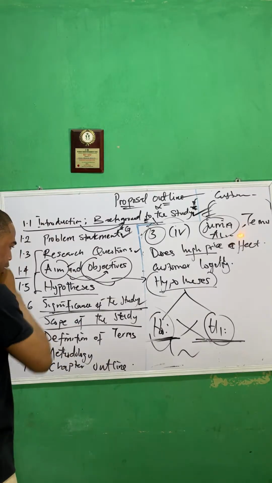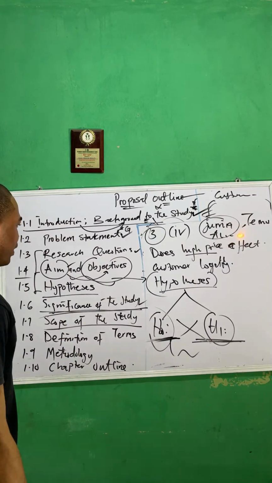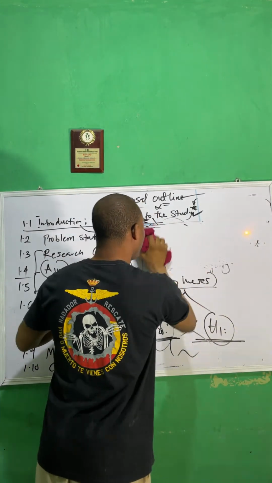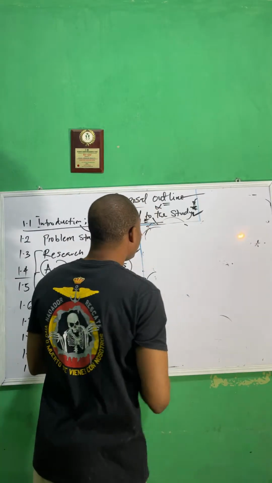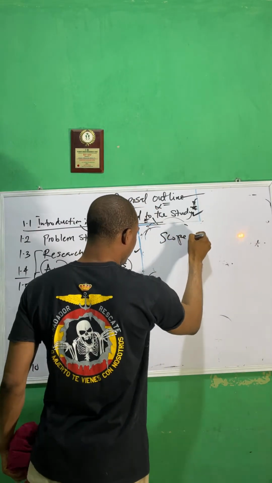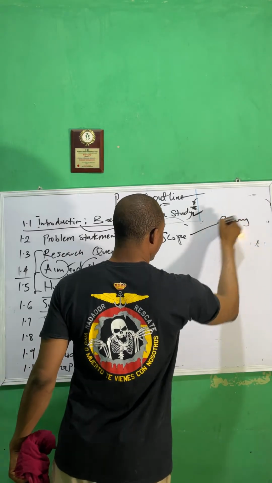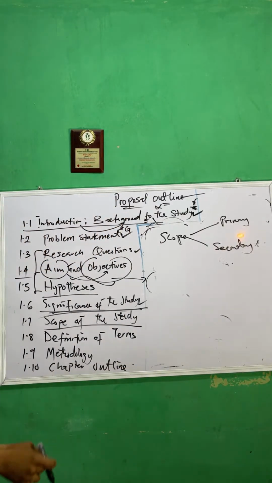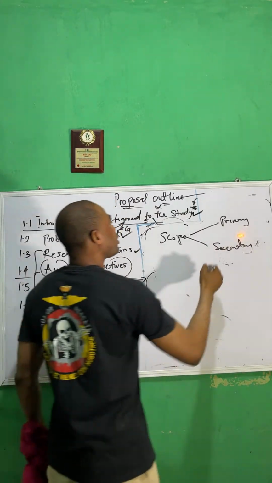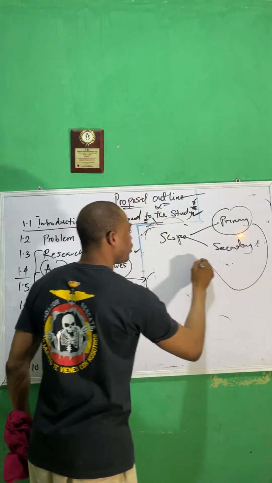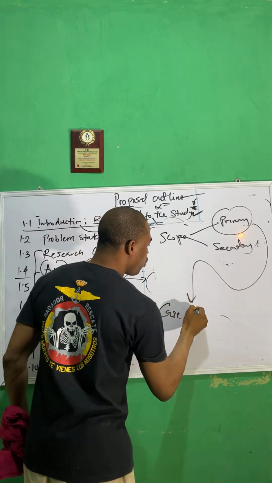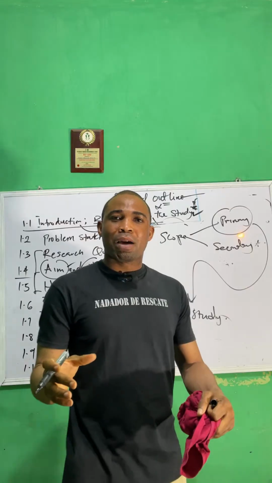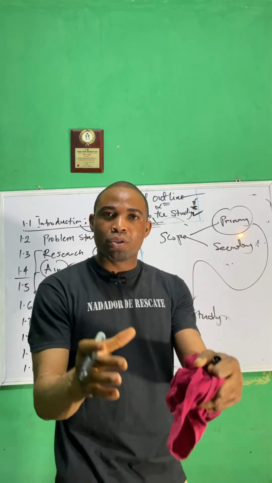Then scope of the study. The analysis of the scope of the study can come in two dimensions. What determines your scope of the study? Either you are using primary data or you are using secondary data. If you are using primary data, the scope of the study will be telling us your case study. Where is your case study? You tell us. Your scope of the study under primary data shows us where you want your analysis to capture.